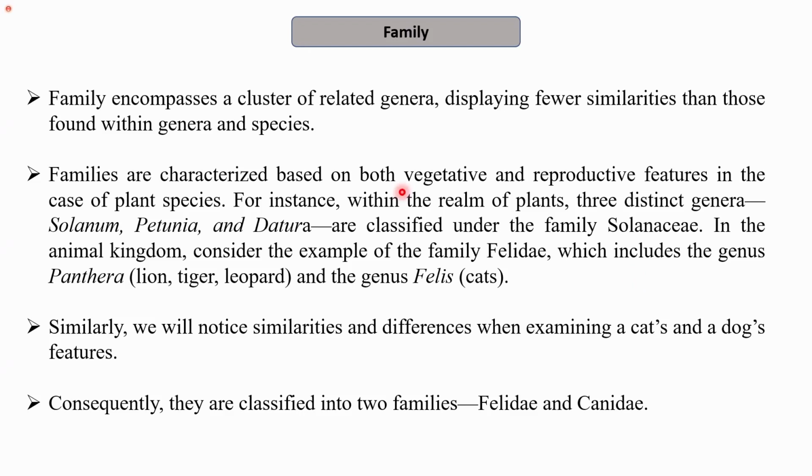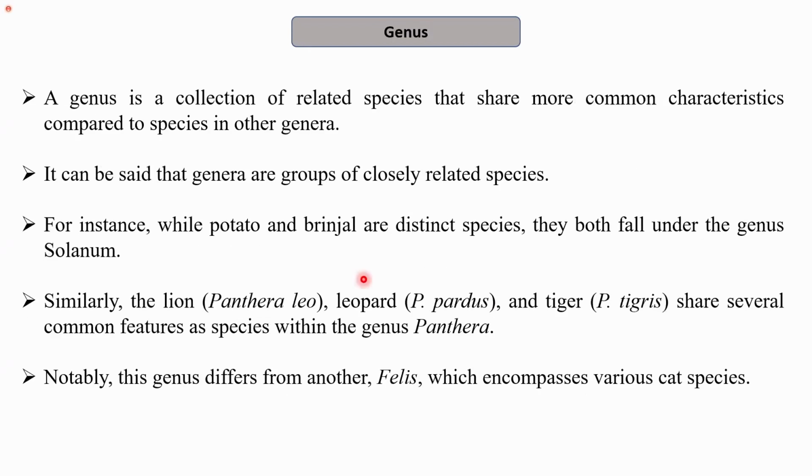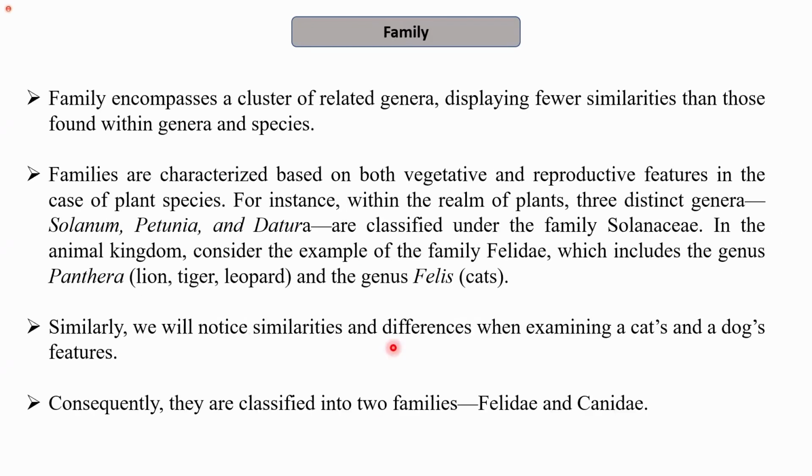Similarly, if I talk about the animal kingdom, I will consider the family Felidae. Here we learn that the genera Panthera and Felis are different. However, they both come under the family Felidae, which includes the genus Panthera, which is of lion, tiger, and leopard, and the genus Felis, which is used for the cats. So they all come under the family Felidae. Similarly, we will notice similarities and differences whenever we examine a cat and a dog. These can be considered under two families, Felidae for the cats and Canidae for the dogs.